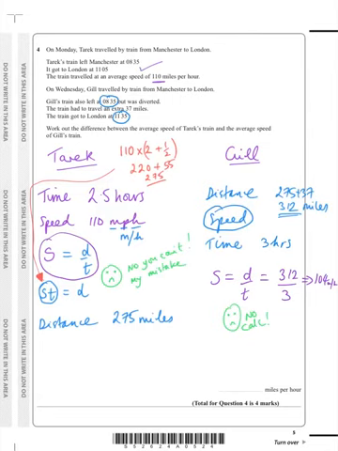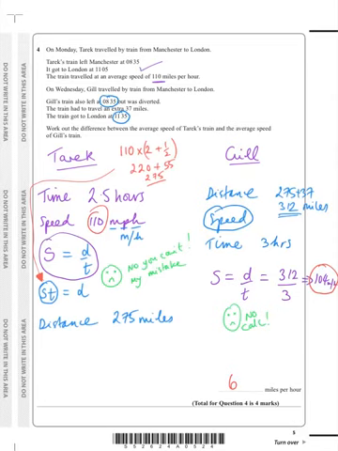So now we can work out the actual difference between the average speed for Tarek and for Jill, and we can see here that the speed for Tarek on average was 110 miles per hour, and for Jill, we've just worked out it was 104 miles per hour, so we can see 6 miles per hour is the difference. Now that's reasonably tricky, but just try and think.